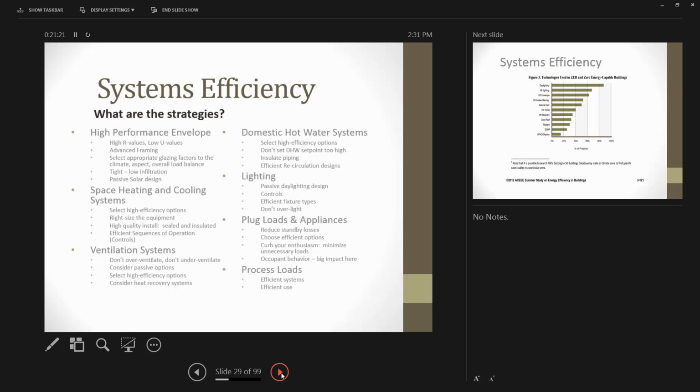Ventilation systems: just like the space heating and cooling, having the right amount of ventilation, not too much, not too little. Most older buildings really were built on the premise of making sure that there was plenty of natural ventilation, and this was done either through poor, leaky construction or just over-ventilation of the building.